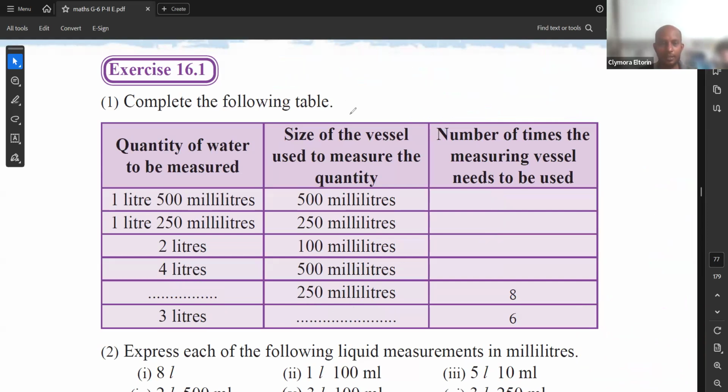I'll give some examples here first. 1 liter equals how many milliliters? We know that it is 1000 milliliters. Right? If we say 5 liters, how many milliliters are there? 5000 milliliters. If we say 8 liters, 8000 milliliters. If we say 10 liters, you need to multiply by 10, so 10,000 milliliters. That's the way to convert.